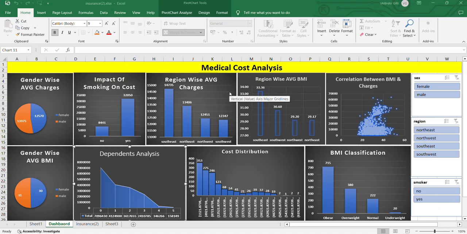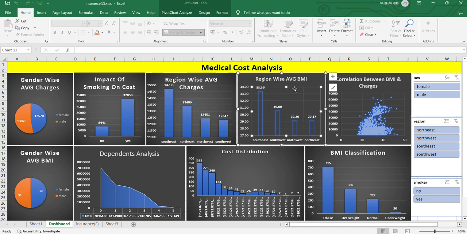Now let's look at the geographical insights. Which region pays the most? We compared the medical cost across the four US regions in the data set. We found that the Southeast had the highest average cost of 14,735, where the Southwest had the lowest, at 12,347, and the Northeast and Northwest have averagely good medical costs. So the Southeast region has the highest healthcare cost, and the Southwest has the lowest.